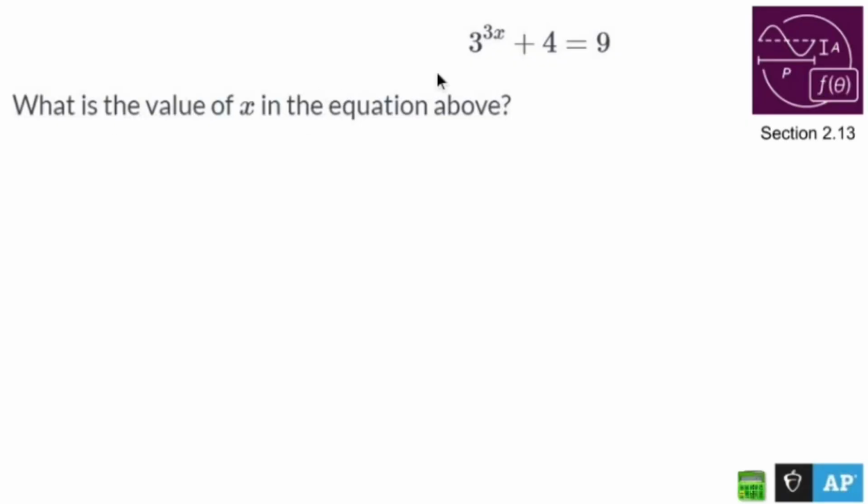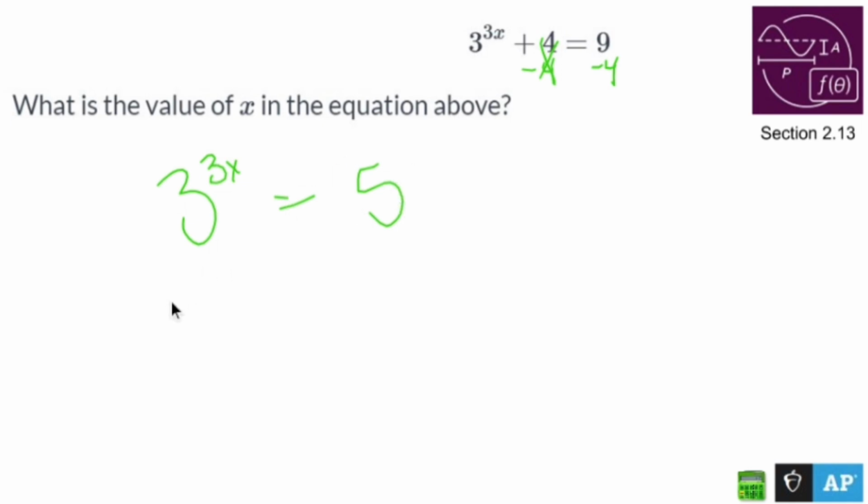What is the value of x in the equation above? All right, I have myself a calculator here, so I'm hoping things that are magical are going to happen, but probably not. I have to isolate this x somehow, which means the first thing I'm going to do is get rid of that 4. Now, nothing magical happens, right? A nice thing would be if this number became like 27 or 9, so I could do 3 to the 3x equals 3 squared, but that doesn't happen. I have 3 to the 3x equals 5, so that's no good.